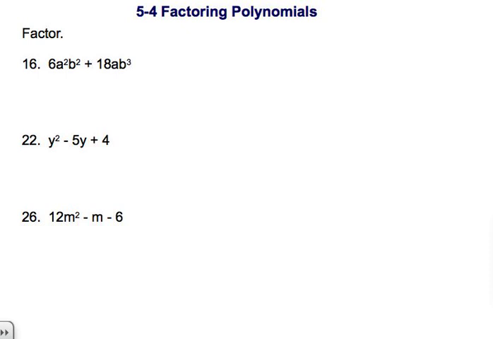Section 5-4 is on factoring. Number 16, the type of factoring you need to do here is you're taking out your greatest common factor. So between 6 and 18, your GCF would be 6. Between a squared and a would be a. B squared and b cubed, the greatest number of b's in common would only be 2. And then what's left, you use the distributive property.